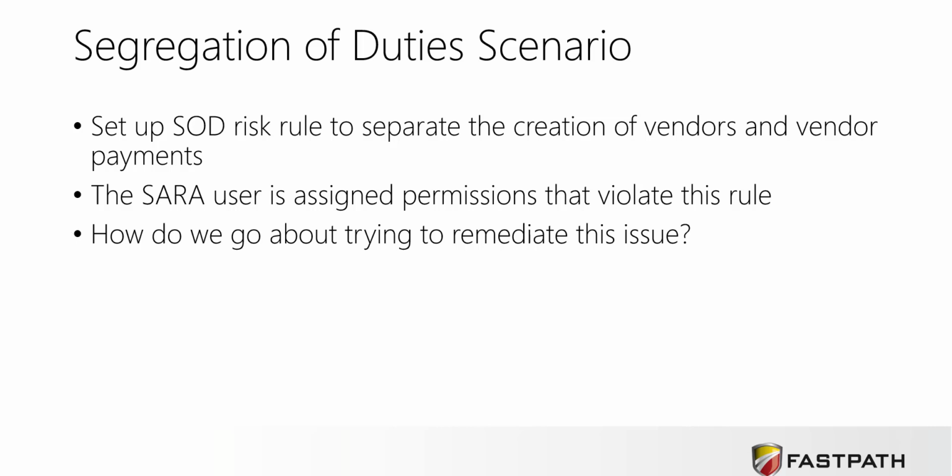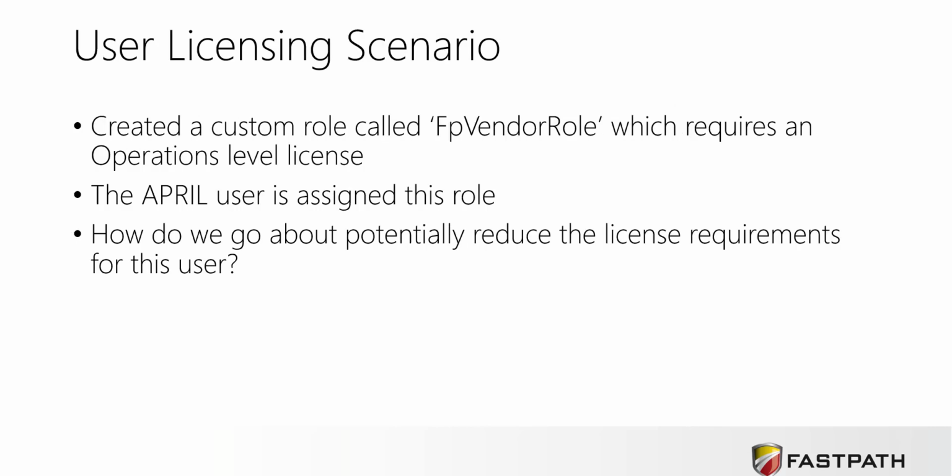Jumping back in, so that's from the segregation of duties perspective. If we go down to our licensing scenario that I set up, one of the things that I did in this case was I created a custom role called the FP vendor role, which is assigned a single duty that requires an operations level license, right? And then I assigned that particular role to the April user. So now the question is, first off, how can we see what licenses this user is required to have, and are there ways that we could potentially lower that user's access and therefore lower the license requirements for this user?